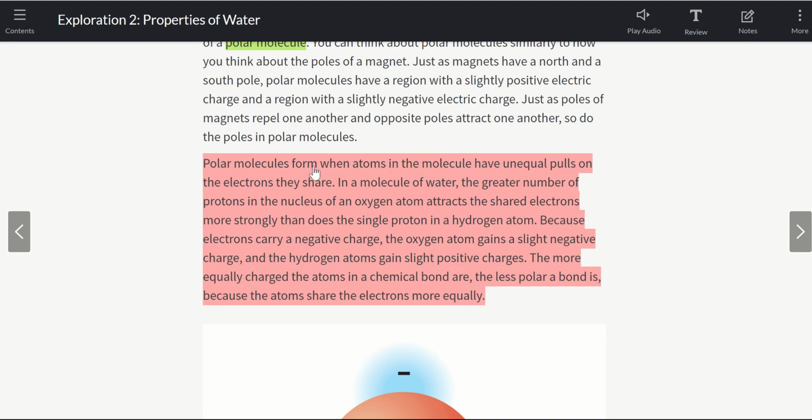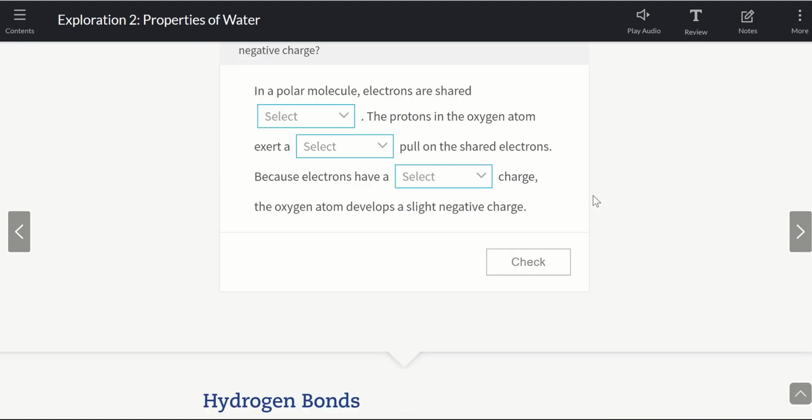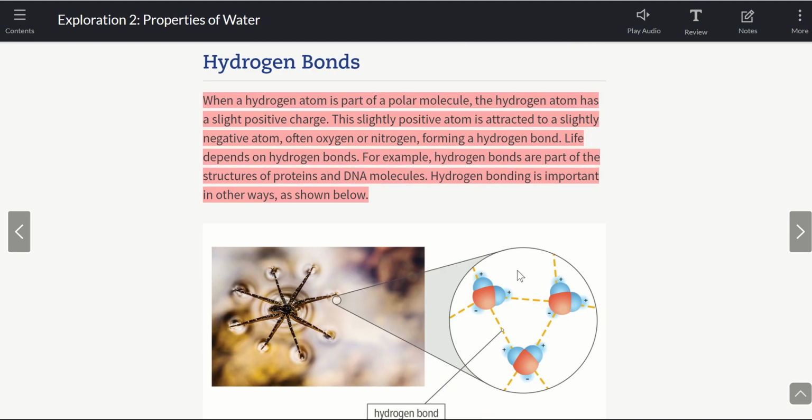It says polar molecules form when atoms in the molecule have unequal poles on the electrons that they share. Oxygen is a larger atom. Its atomic mass, atomic weight, is more. So this atom is going to pull these electrons more than the hydrogens will. The oxygen is going to have the electrons circle it more often than the hydrogens, making it more negative and leaving the hydrogens more positive. It's going to split this molecule right down the middle. And the importance of that is that it's going to allow it to create hydrogen bonds.